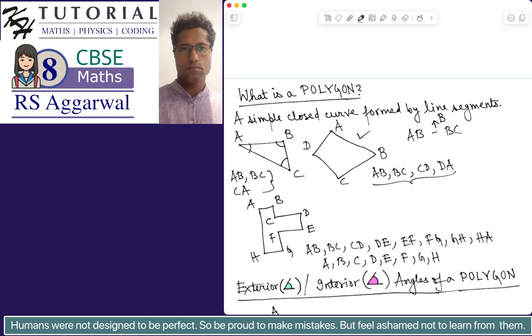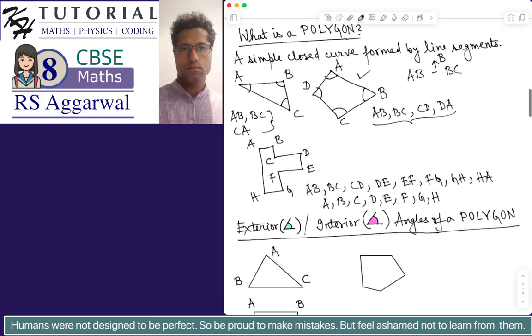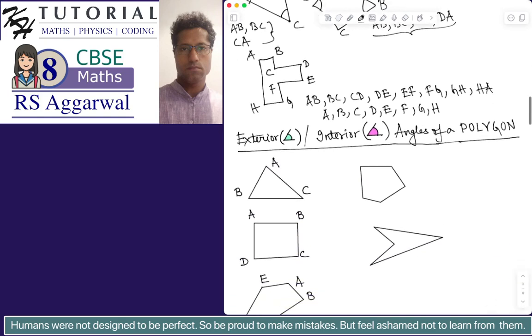For the second figure, this is an angle of the polygon, this is an angle, this is an angle, and this is an angle. These angles that I have marked are actually interior angles of the polygon. There is a concept of exterior angles of a polygon which I will discuss in the next section. Now let's see what exterior and interior angles of a polygon are.